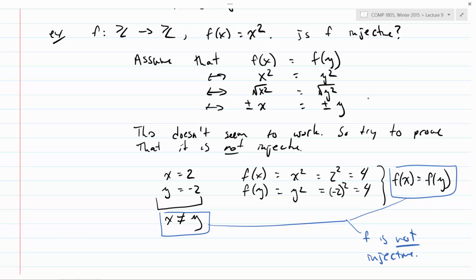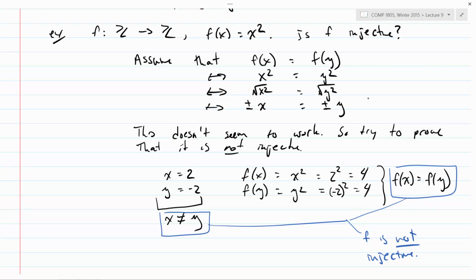Other questions? Yep. As soon as you find one value for x and y, this proves that it's not injective. Right, you only need one exception to show that it's not injective because the definition was universally quantified. So we only need one exception to show that it's false. Other questions?